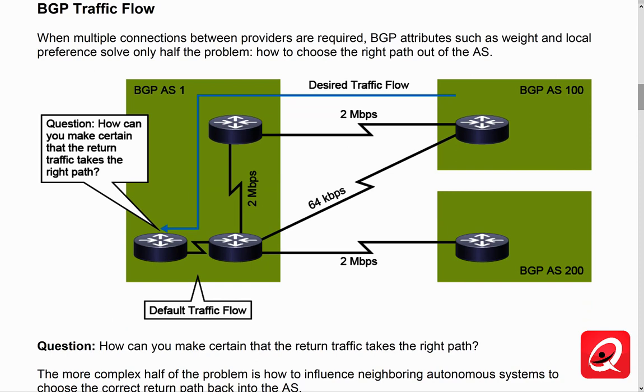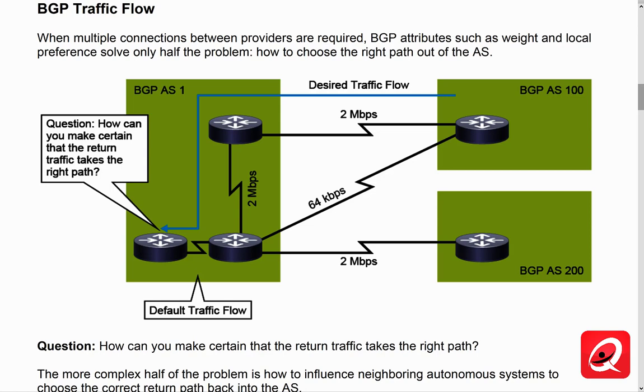When multiple connections exist, the attributes that we have, whether it's weight or local preference or even AS path, can only solve some of the problem, right? How do we choose the right path out of our autonomous system? We kind of talked about this, and that's relatively simple. Let's say AS1 in our particular case, we're saying, how can you make certain that the return traffic takes the right path? Again, it's relatively simple for us to manipulate how we leave our autonomous system, but it's not as simple to understand how we might be able to influence somebody coming into our autonomous system.